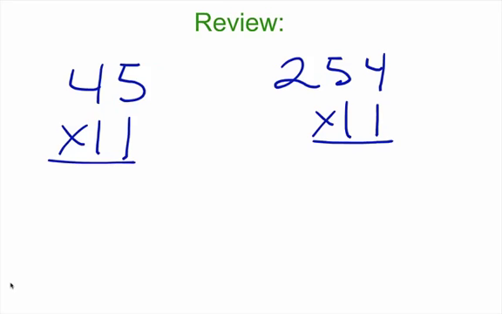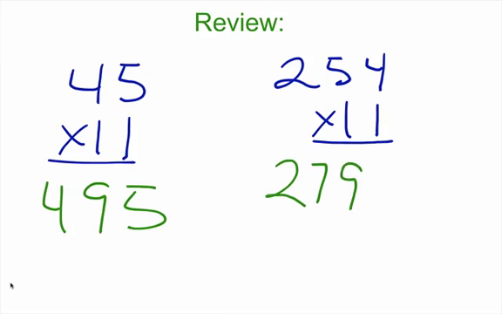Let's do a little bit of review. What is 45 times 11? Right, I know you got it. 495. Now, what is 254 times 11? What you got? 2, 7, 9, 4. 2,794. Is that correct? You checked it?